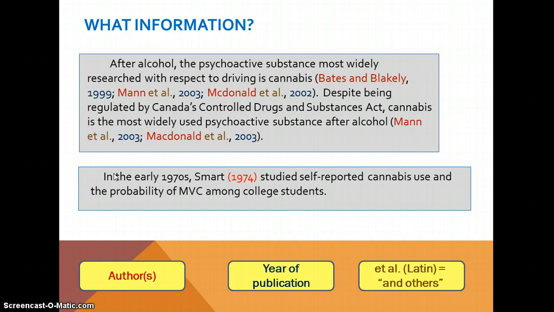So if we look a little bit more closely, we can see Bates and Blakely and the year. Man et al. You all remember what et al. means? It's everybody else. And the year. McDonald et al. 2002. We use the et al. here because there isn't room to write so many different names. Sometimes it's this way. Smart, studied. So we make sure that we put the year so we can easily identify the article. Smart's article in 1974.